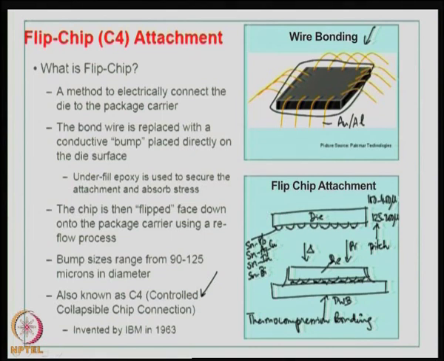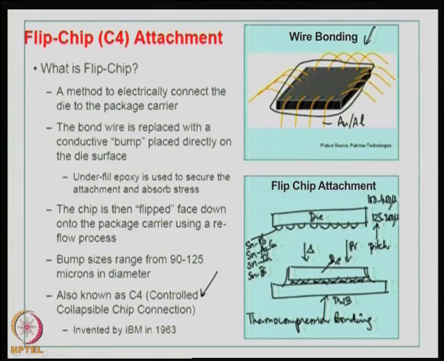The bond wire here is replaced by a conductive bump placed directly on the die surface. So, the bumping process itself is a technique which we are going to look at very shortly. When you use a flip chip, you will have to look at the materials used in the bump, because only then can you understand the reliability of the solder joint established by the flip chip. And also you need to characterize different types of materials that are used in flip chip.